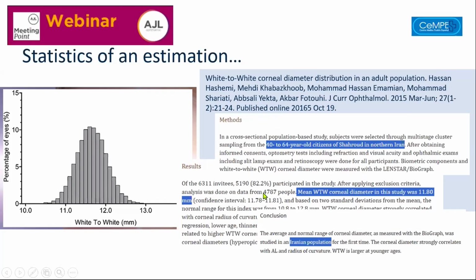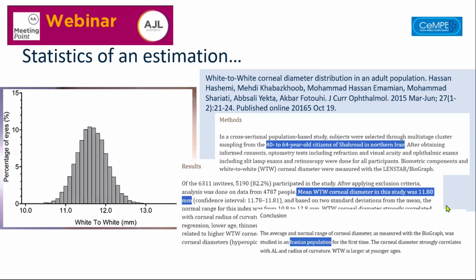But if you read the study, it's the mean white to white from a population of Iran and people between 40 and 64 years. So if your patient has an ethnicity different from this, and is outside this range of age, then you may find some differences, mostly in the statistic measurements.